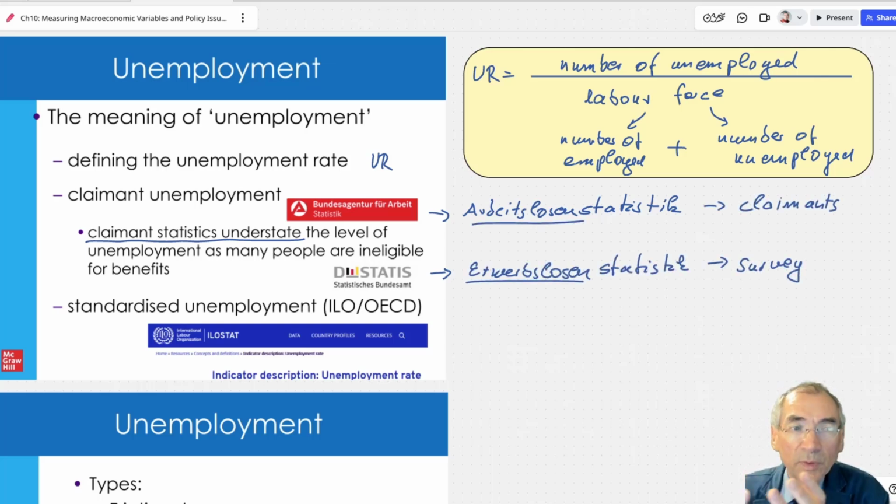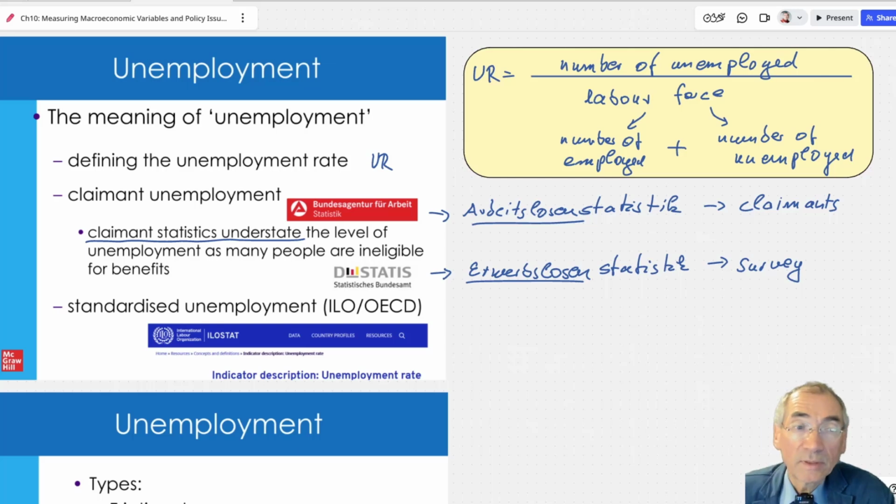The difference between the two is that the Arbeitslosenstatistik by the Bundesagentur is based on claimants, whereas the Erwerbslosenstatistik, computed by the Statistische Bundesamt, is based on surveys. So they ask a huge number of people on a regular basis, do you work, do you want to work? And with this, they find out who is unemployed.